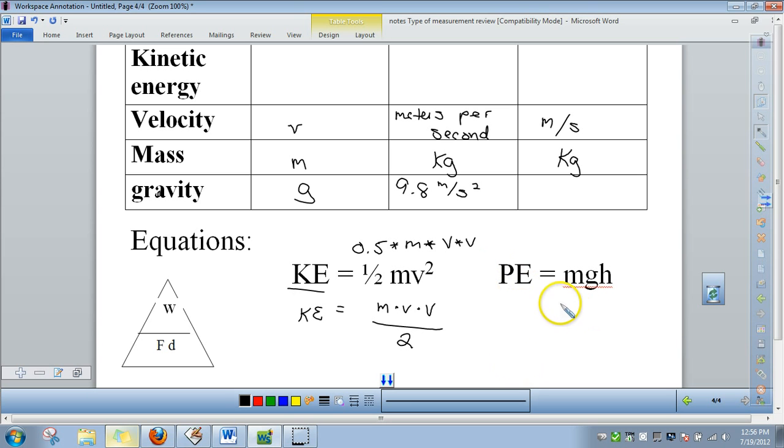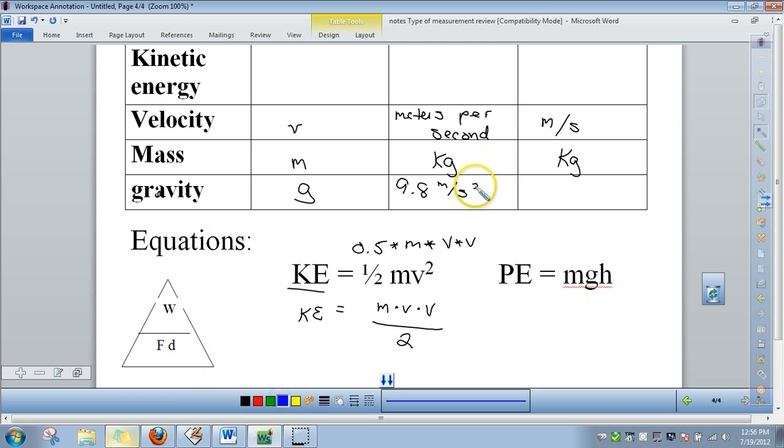Potential energy is also a multiplication problem. There is no division. There will not be any division for potential energy. When you're finding out potential energy, when the problem asks what is the potential energy of, then your equation would be mass times gravity times height.